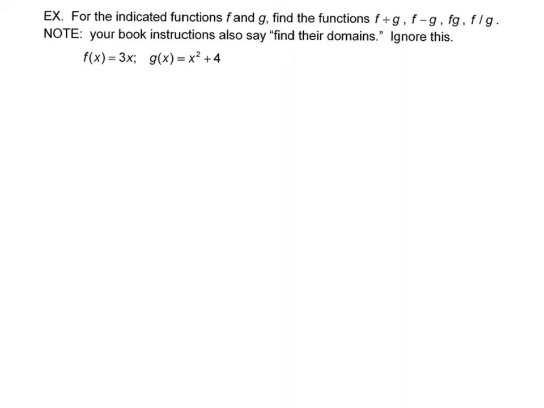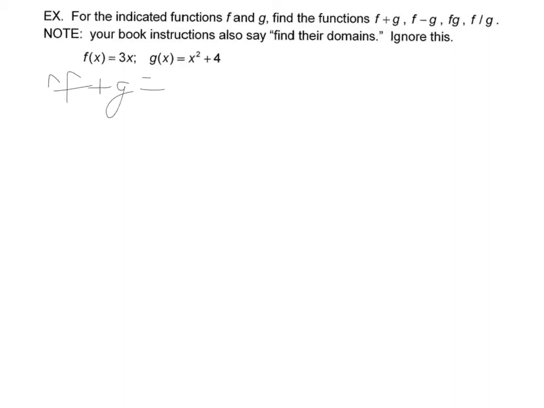This first example says, for the indicated functions f and g, find the functions f plus g, f minus g, f times g, and f divided by g. Your book instructions also say find their domains. We're not going to do that this time. So first let's do f plus g.